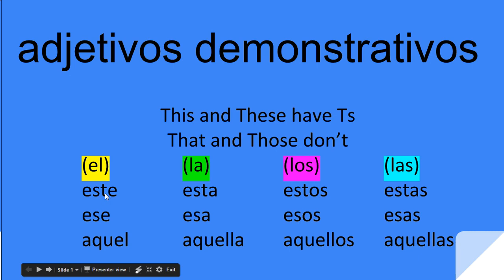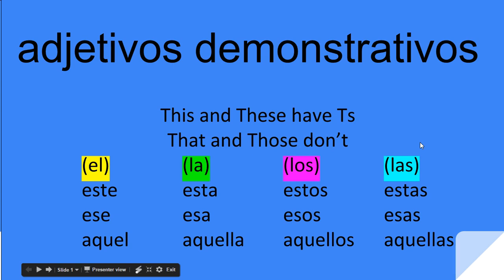What that means is this compared to that. Notice the T is dropped. This compared to that. So on and so on. These compared to those. The easiest way to go about this is if you can keep in your mind visually the word the: el, la, los, or las.